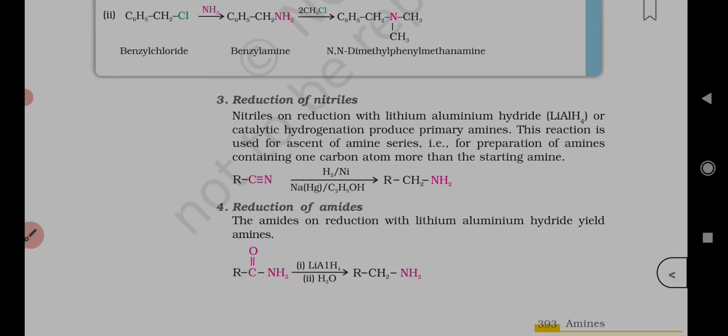Hofmann developed a method for the preparation of primary amines by treating an amide with bromine in the presence of aqueous or ethanolic sodium hydroxide. In this degradation reaction, migration of an alkyl or aryl group takes place from carbonyl carbon of the amide to the nitrogen atom. The amine so formed contains one carbon less than that present in the amide. So here we are getting one carbon less. See, RC double bond O NH2, this is amide, with bromine Br2 plus aqueous or ethanolic sodium hydroxide, NaOH.